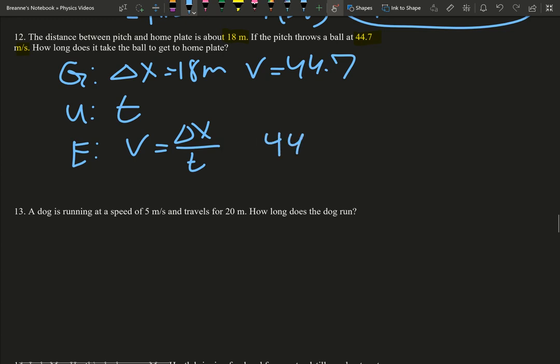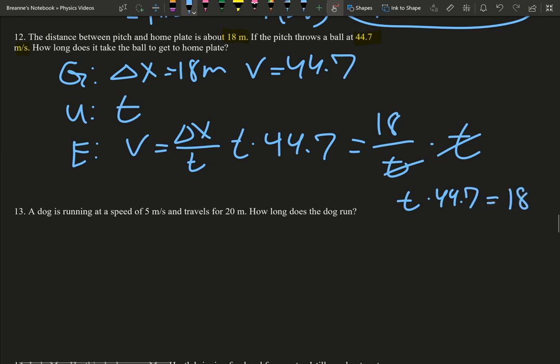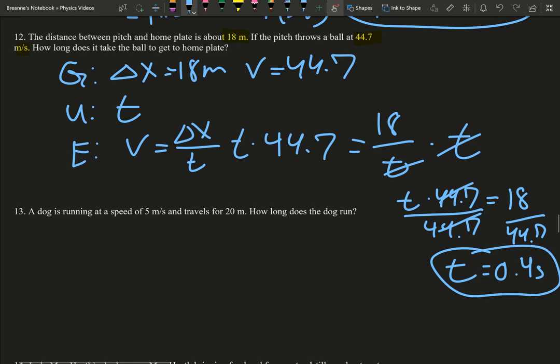So we plug in: 44.7 equals 18 divided by time. You never want what you're looking for on the bottom. So go ahead and multiply that by both sides. So you get t times 44.7 equals 18. We need the t by itself, so we're going to divide by the 44.7 on both sides. And so you get 18 divided by 44.7, and you get 0.4 seconds. So it doesn't take very long for the ball to get across.